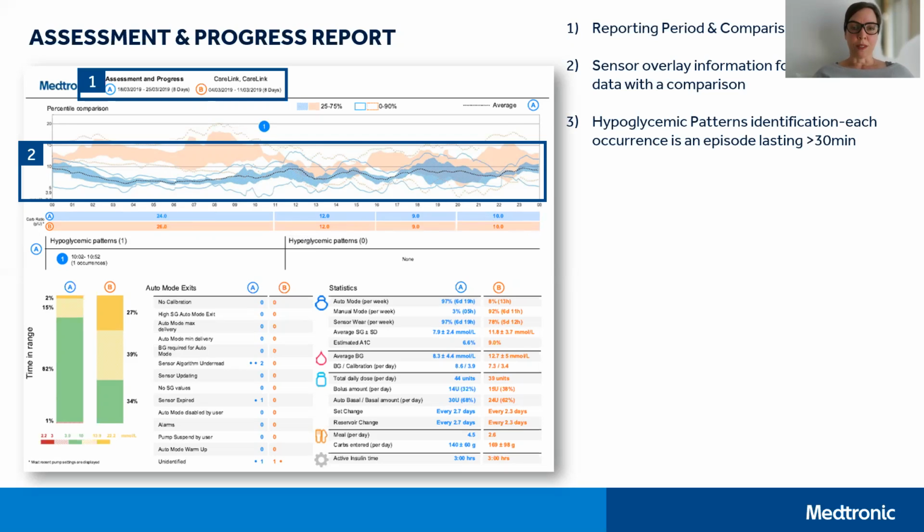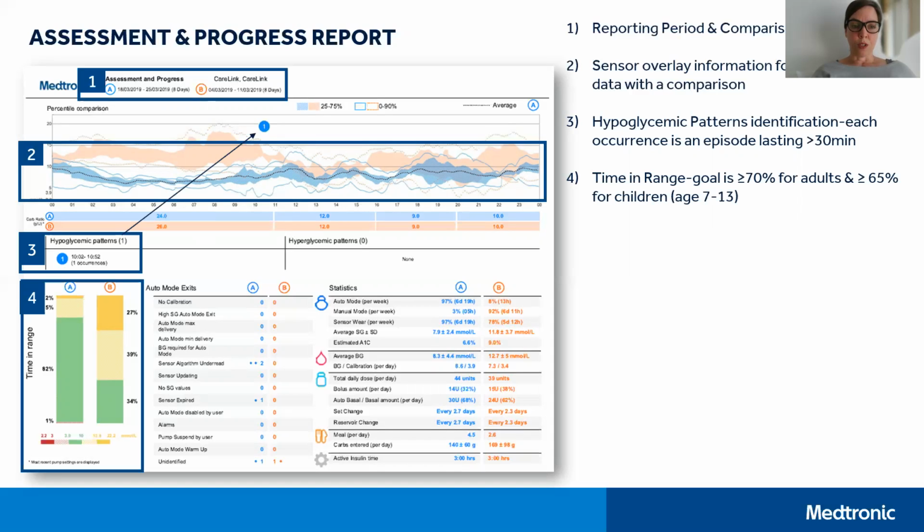This is followed by the system assessing and recording for you any patterns it notes for lows or highs. In this case, you can see there are no patterns of highs, but there is one occurrence of a low. An occurrence represents an episode that lasted longer than 30 minutes. The report then offers you time and range, and again, if you've chosen a comparison period, it will offer you the difference between the two.